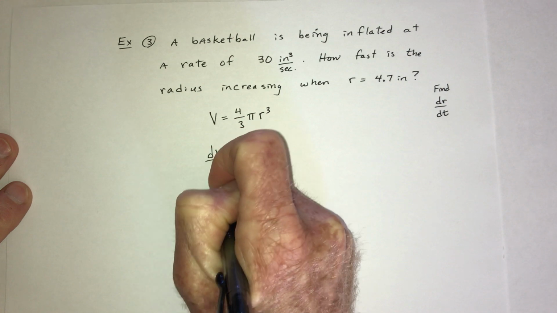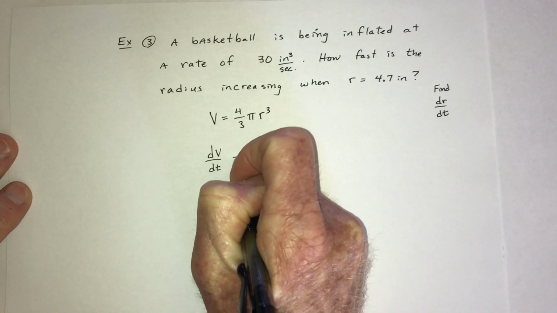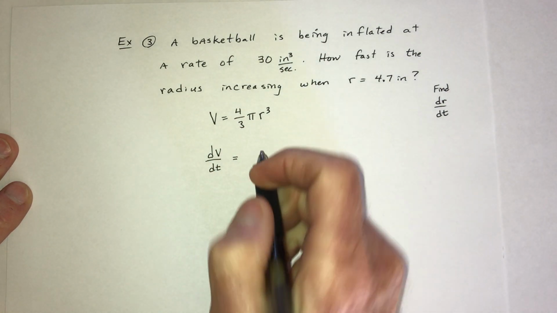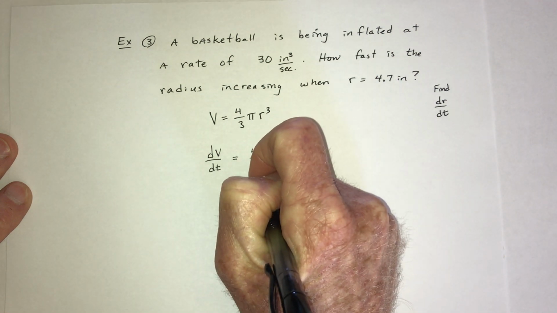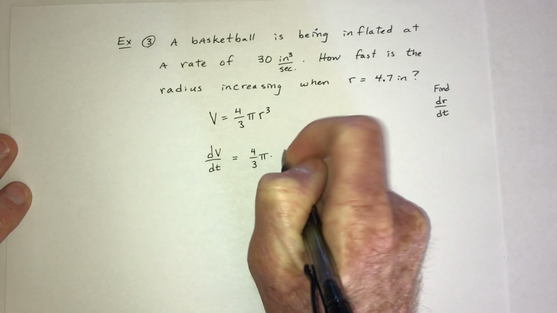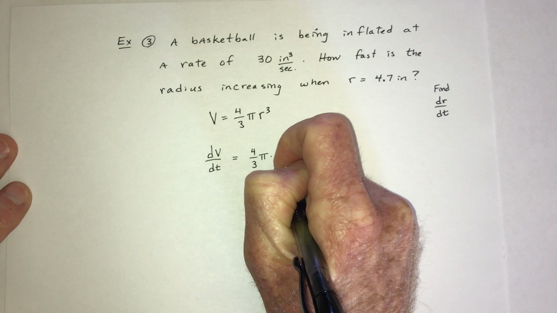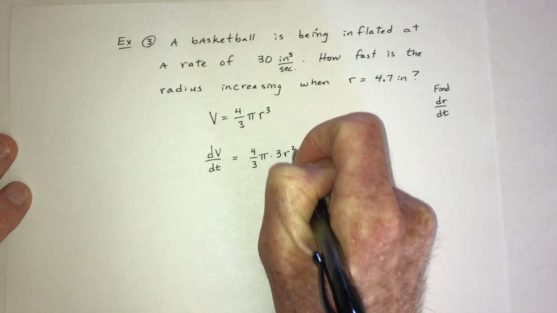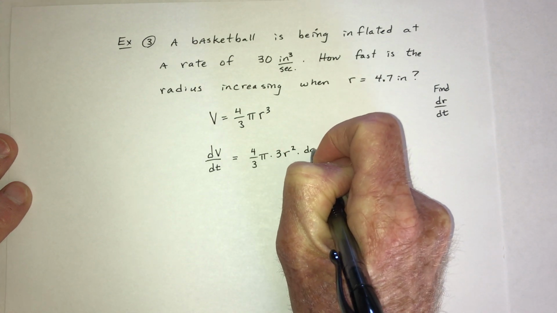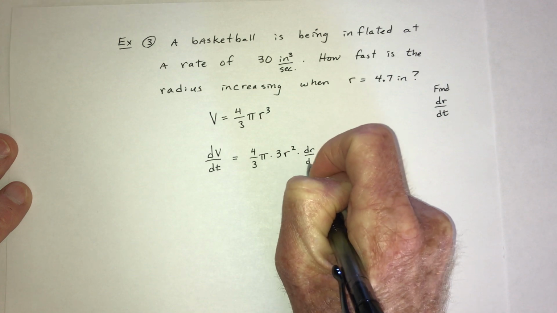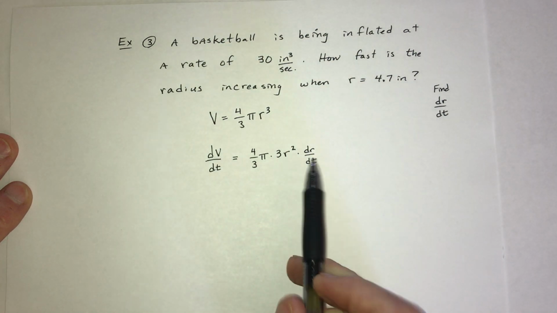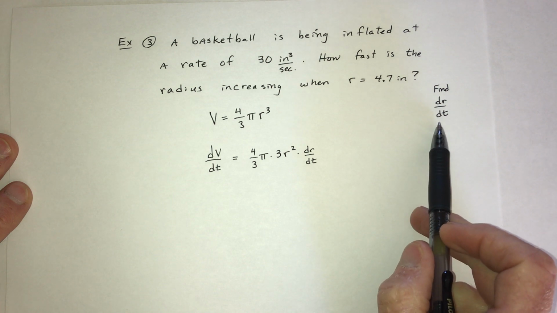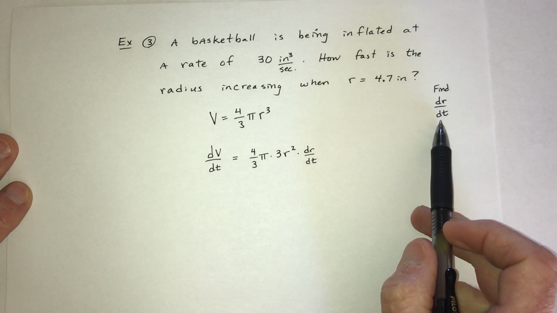So this is the formula, then take the derivative. So dv dt, and then when you take the derivative, the 4/3 and the pi could just sit there. For r cubed, the derivative is going to be 3 times r squared, and then do the chain rule, take the derivative of the r. And then that's good news because that's what we're supposed to solve for.